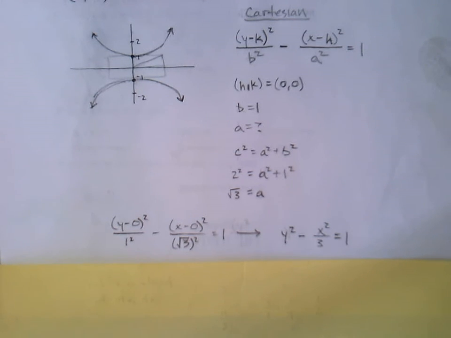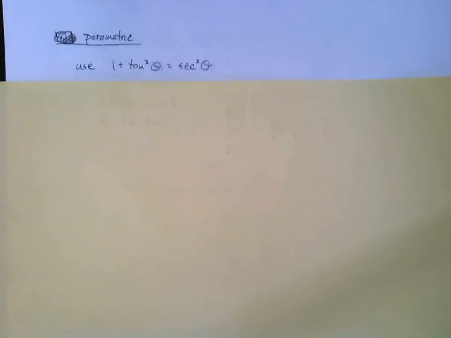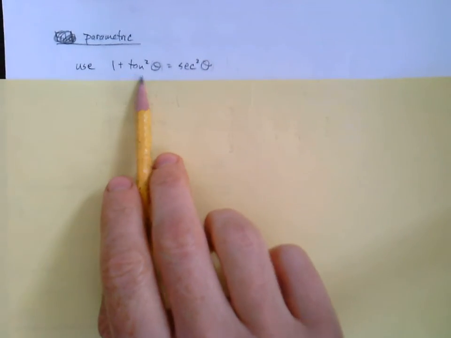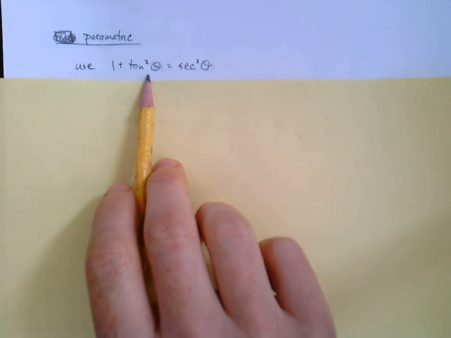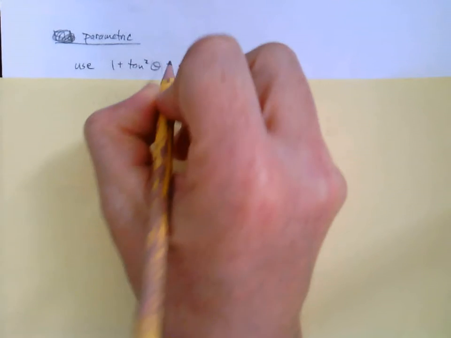Now, we're going to somehow figure out parametric equations for this Cartesian equation. Now I need to go to the next page. How are we going to do that? Check it out. We're going to use a different trig identity. This time we want the tangent secant one. 1 plus tangent squared theta equals secant squared theta.